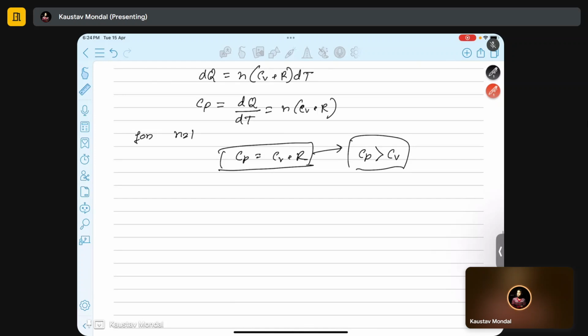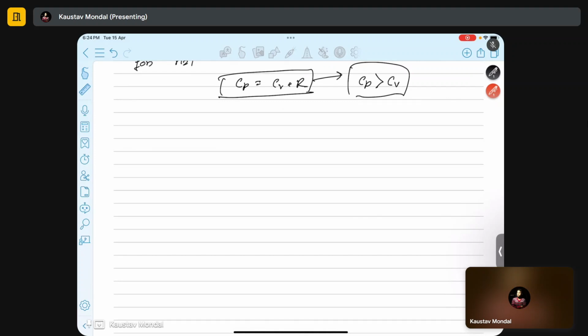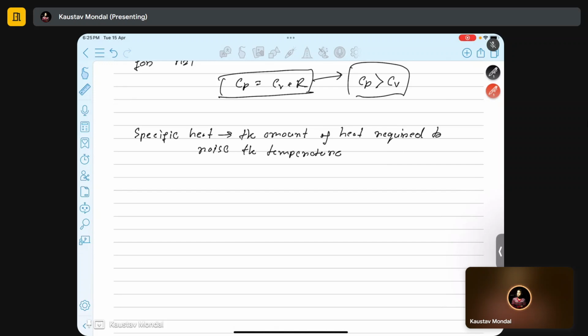What is specific heat? First let me write this. Specific heat generally means the amount of heat required to raise the temperature of a unit mass of a substance by 1 degree.